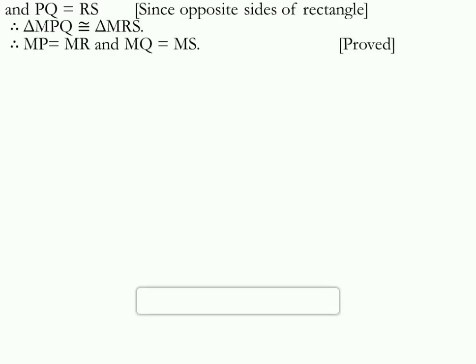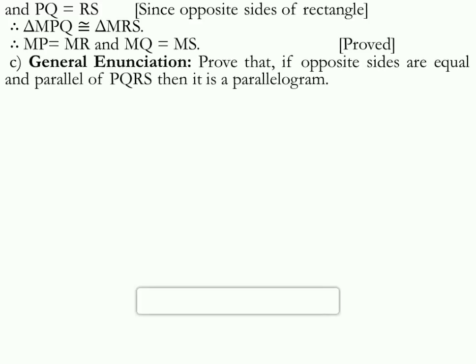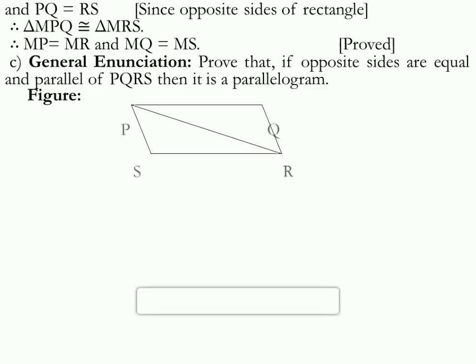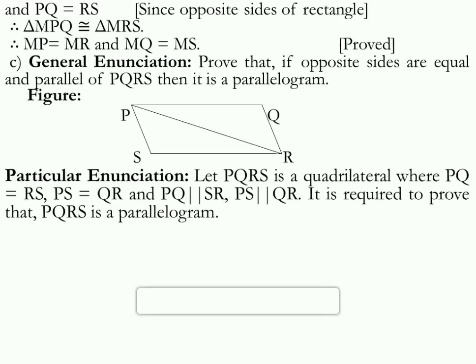Now let's start the proof of C. The general enunciation is: if the opposite sides are parallel and equal, then we have to prove that PQRS is a parallelogram. That means here we have to take PQRS as a quadrilateral. Here is the figure. Particular enunciation: let PQRS be a quadrilateral where PQ equals RS, PS equals QR. That means opposite sides are equal and they are parallel also. PQ parallel SR and PS parallel QR. It is required to prove that PQRS is a parallelogram. For this proof, we need to join PR. So that is the construction.